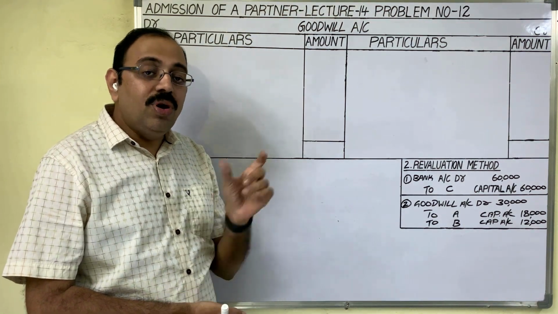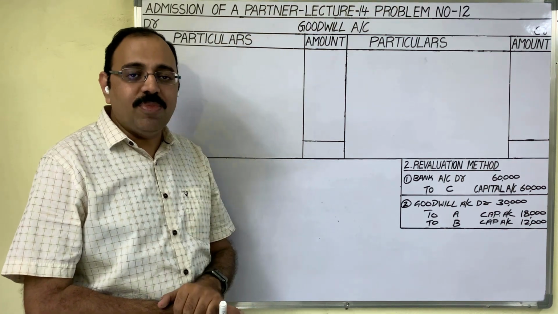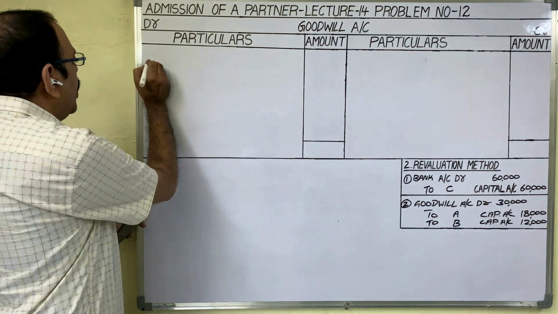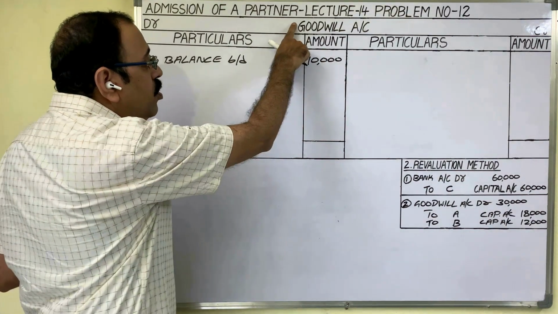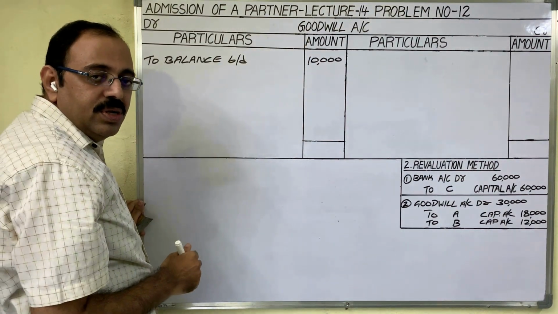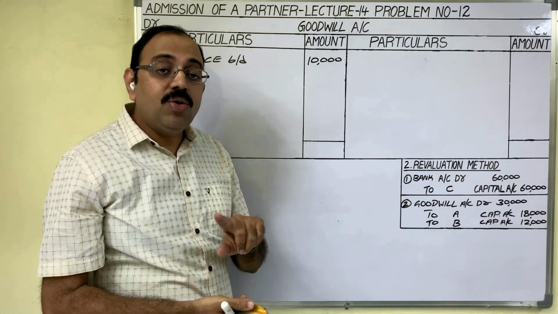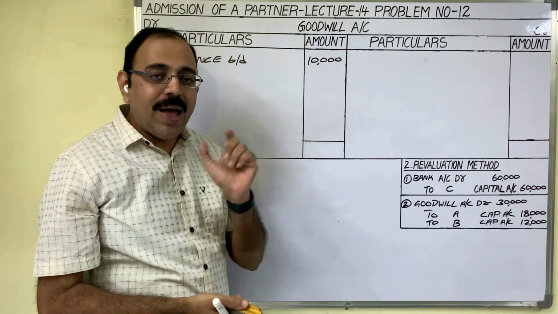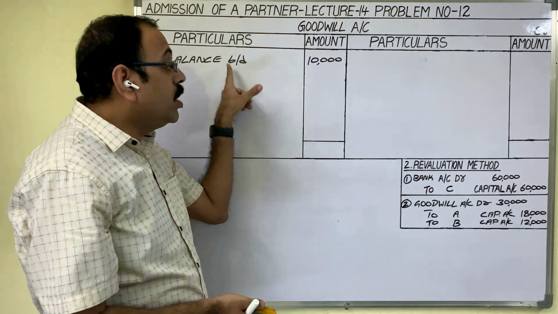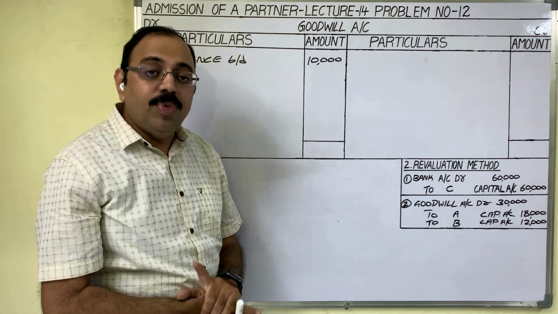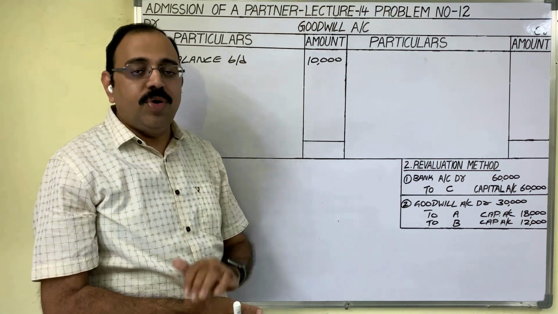Which side? Goodwill is an asset, no? Asset shows a debit balance. So on debit side we have to show that amount. To balance brought down 10,000 rupees. First time in goodwill account we are showing balance brought down. Recollect previous videos? In capital accounts, in cash account or bank account, we used to write balance brought down amounts. In goodwill account also we are writing balance brought down in present problem. Why? Because in old balance sheet under asset side already some goodwill amount is there.